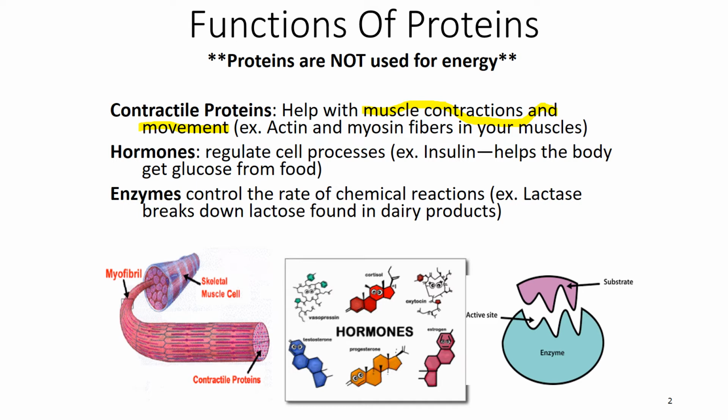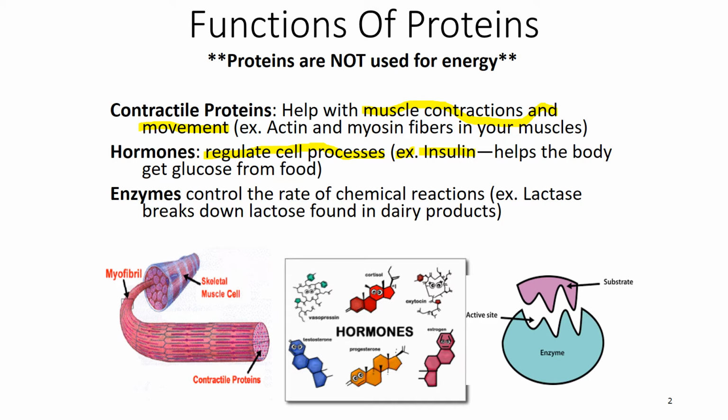The next one is hormones. And I told you there's some hormones that are made of lipids and a lot of hormones that are made of proteins. And probably the most important one is insulin. So I would write down that the example is insulin. Insulin helps your body get your glucose out of food. If your body doesn't make insulin, do you know what the problem is? If you said diabetes, you are correct. So they have to have synthetic or man-made insulin to help them be able to break down the glucose from their food.